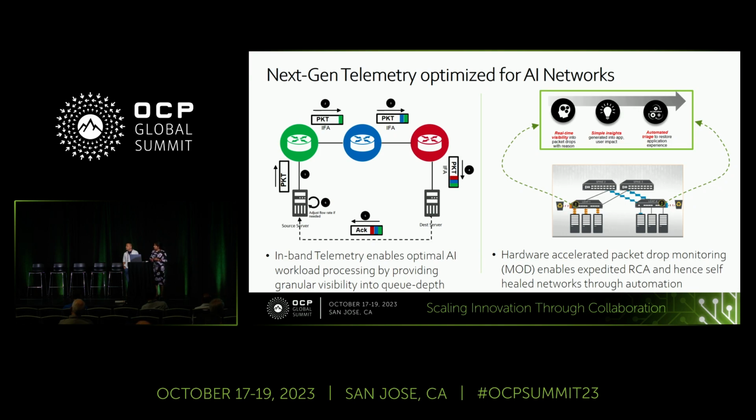The second one is packet drop monitoring, the hardware-accelerated mirror on drop. No network is free of packet drops, as we all know and understand. So this enables expedited root cause analysis in case of failures, and it heals the network through automation.